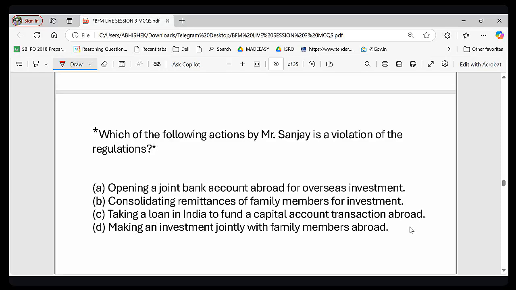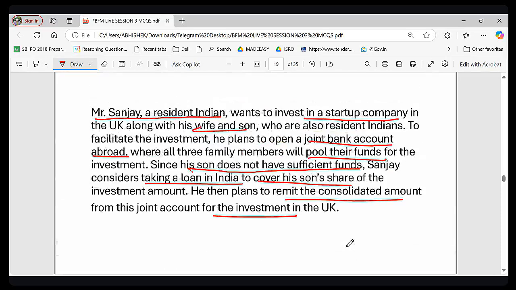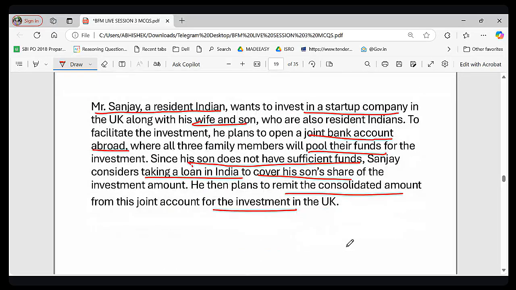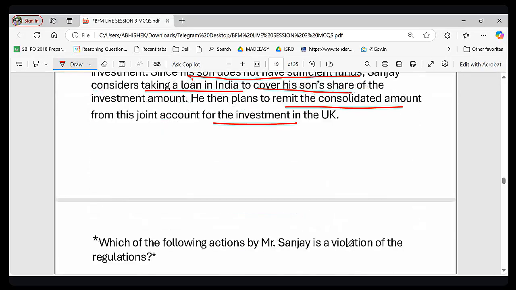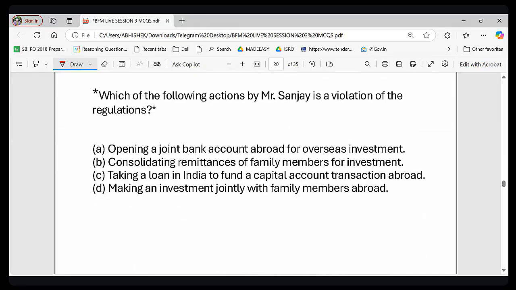Type your answer in the chat. Let's see who can get it right. This is the scenario in front of you, and this is the question. Two answers I have got: option C. So let's break it down step by step.